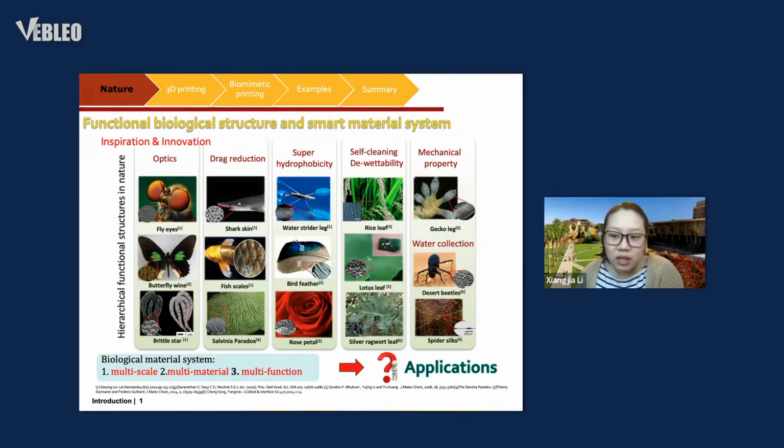So when we take a look at the biological material systems, we found several common features. They are all multi-scale, multi-material, and multifunction. All this actually raises a good question for us. How do we reproduce that kind of complex biological materials and structures for some real application in our daily life?